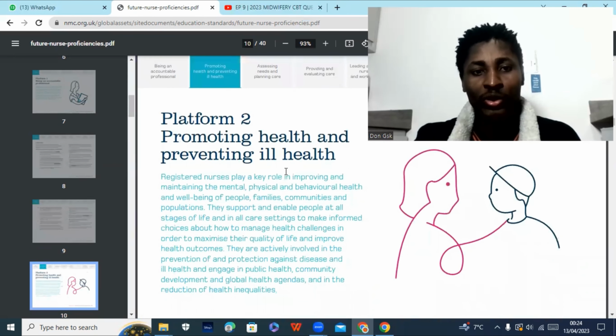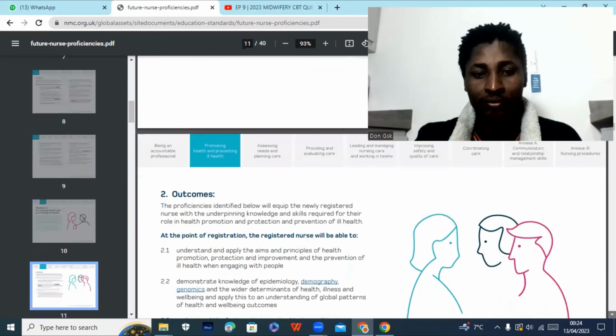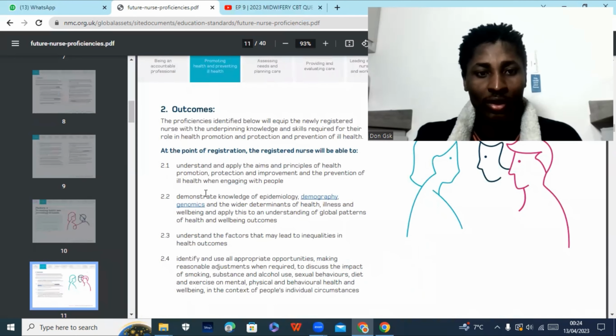So it goes on. We have platform 2, promoting health and preventing ill health. We have another platform. So that's what it means. Topics: demography, genomics. Genomics is one area where you get questions on. Very, very important.